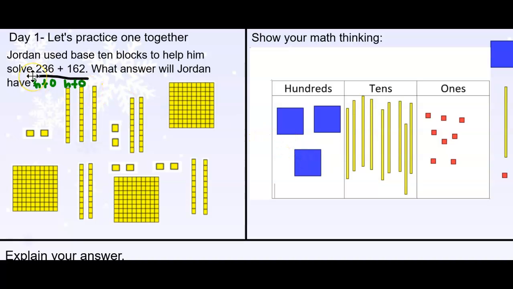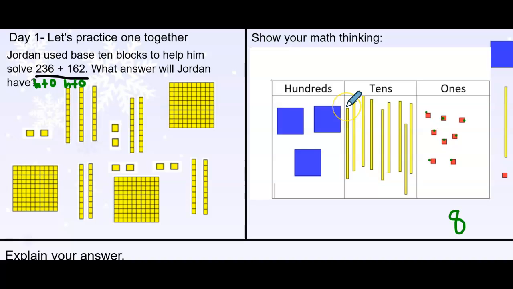Okay, boys and girls, we have now put together 236 and 162. Let's count to see what our final numbers are when we add the ones, the tens, and the hundreds. How many ones do we have? Help me count. 1, 2, 3, 4, 5, 6, 7, 8. We have 8 ones. How many tens do we have, boys and girls?